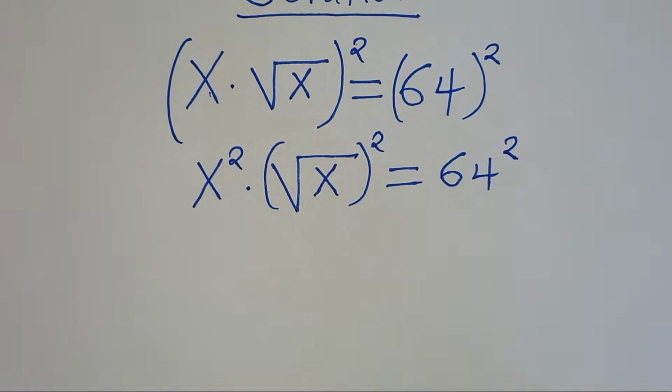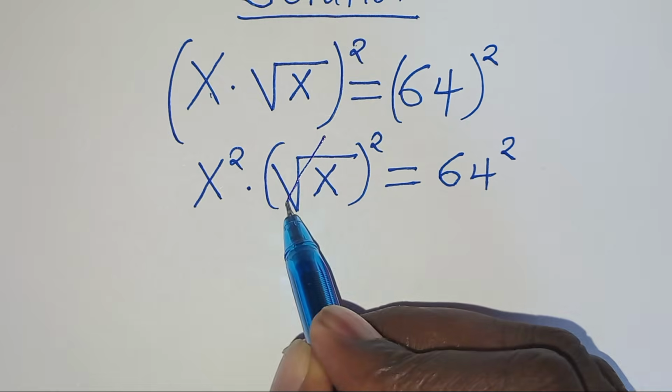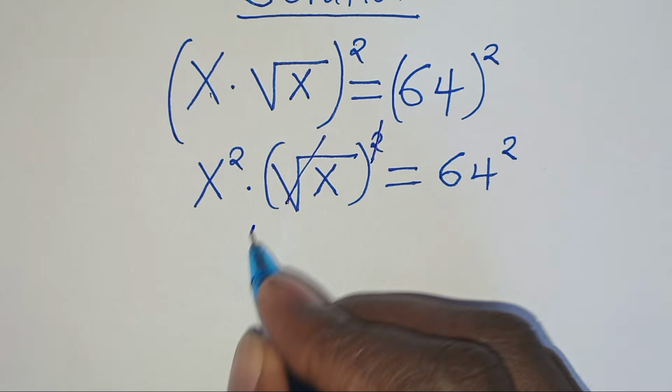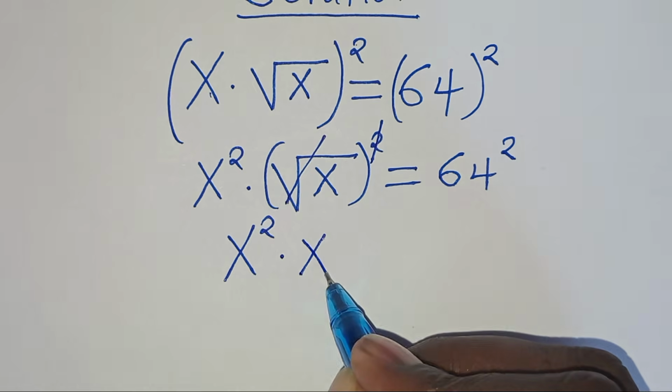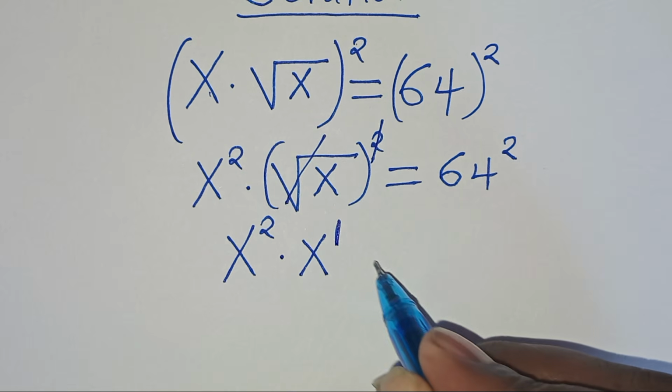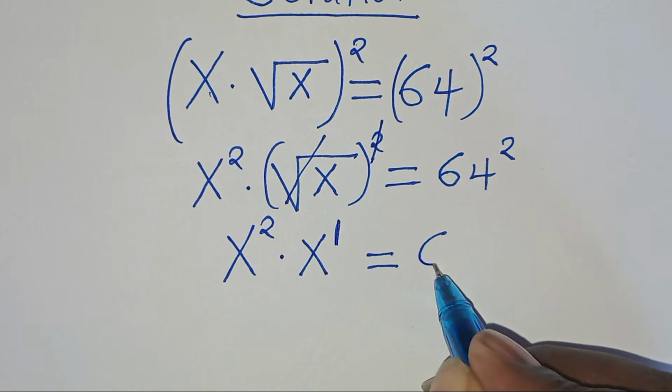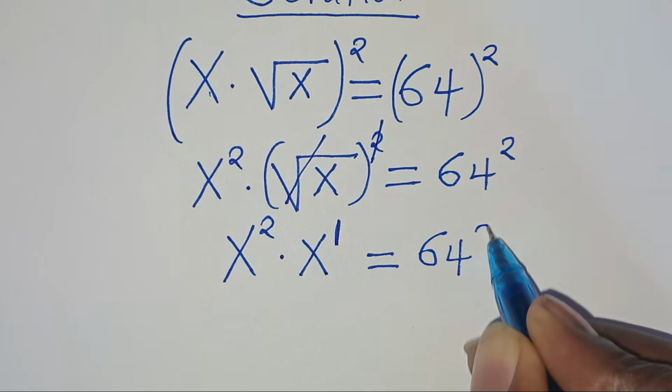Now the next step is to eliminate the square root sign here, so that we have x to the power of 2 multiplied by x. X is raised to the power of 1. This is equal to 64 raised to the power of 2.